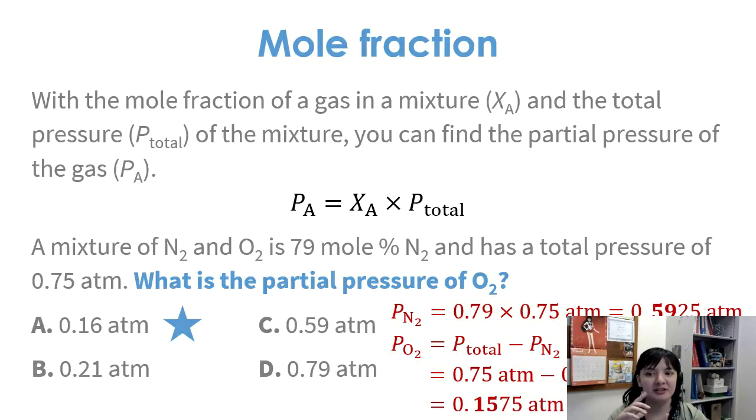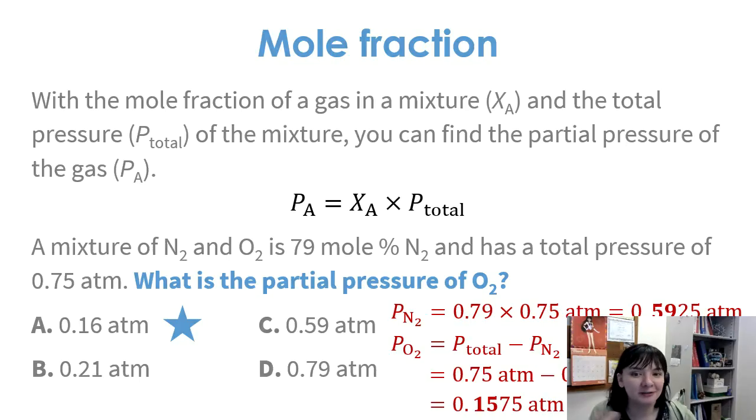Again, you could approach this a different way. Maybe from the mole percent of nitrogen, you first found the mole percent of oxygen just by subtracting from 100, and then used that to solve for the partial pressure of oxygen. There are a couple different paths that you can take, but they should all lead to the same result. So if we do this correctly, we should have 0.16 atmospheres as our partial pressure of O2.